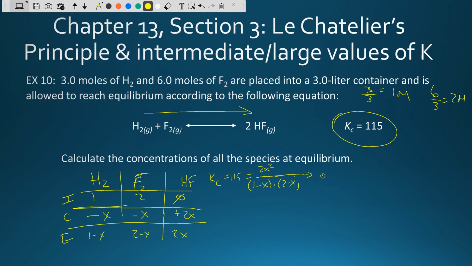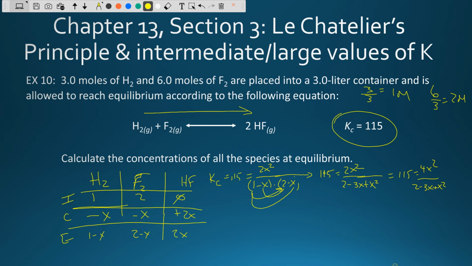So that ends up being 115 equals 2x squared over, and if I multiply this by the FOIL method, 2 minus x, minus 2x, minus 3x total, plus x squared. Okay? And so if I combine all these things, that's going to be 115 equals 4x squared over 2 minus 3x plus x squared. Okay? If I multiply both sides by this, here is my equation.